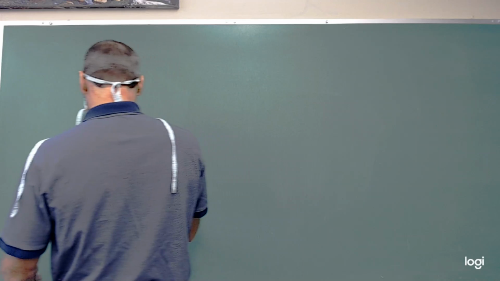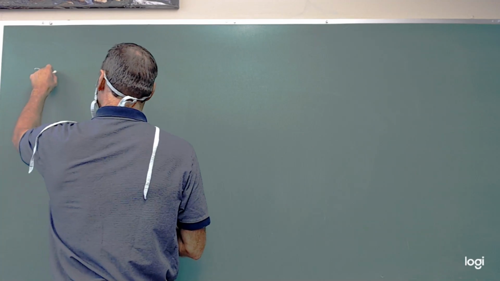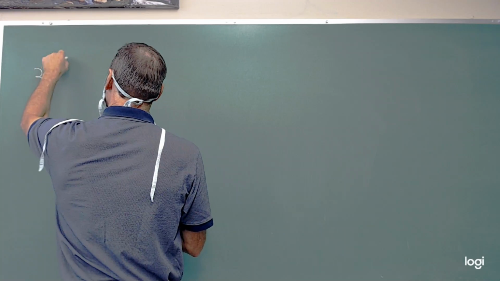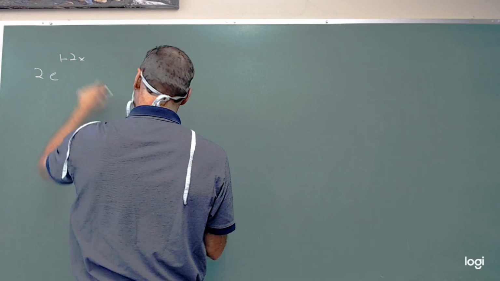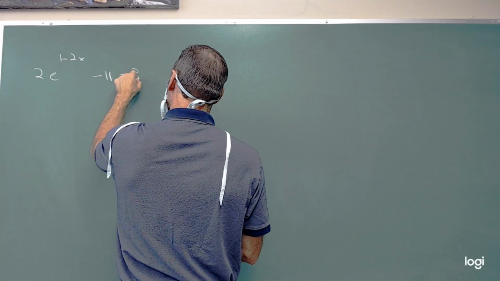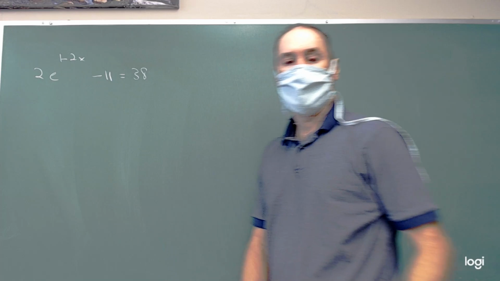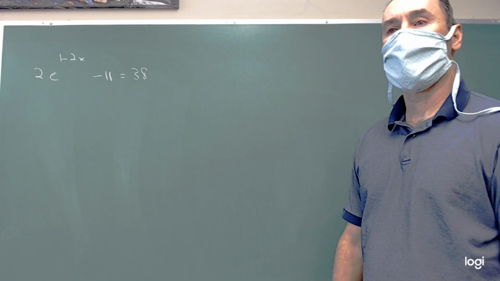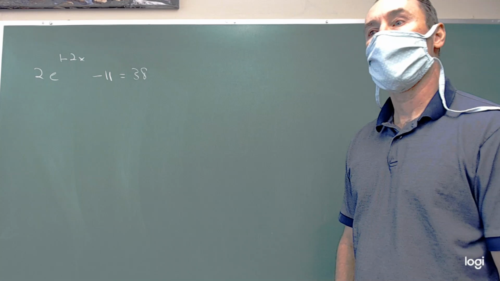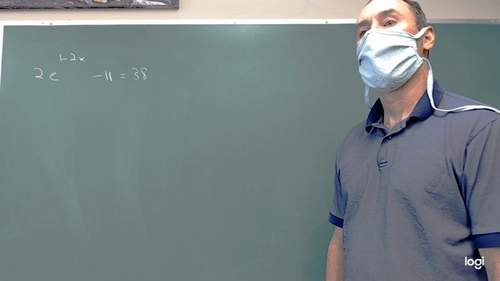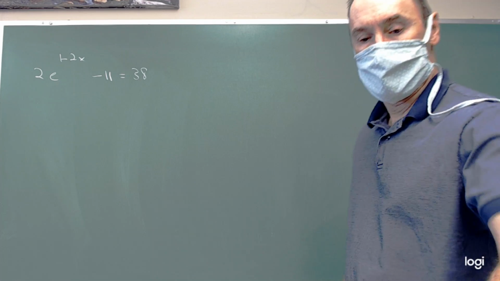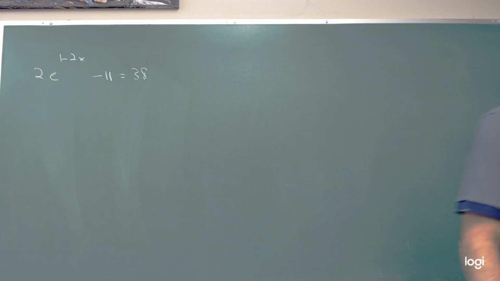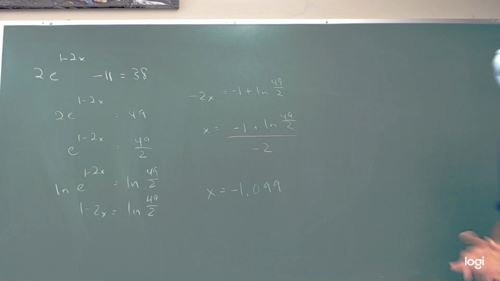So we've got 2 times e to the 1 minus 2x power, minus 11, equals 38. Is that 1 minus 2? That's 1 minus 2x. You want to do it at the board? Or would you rather have it in your notes? Okay? Your choice.